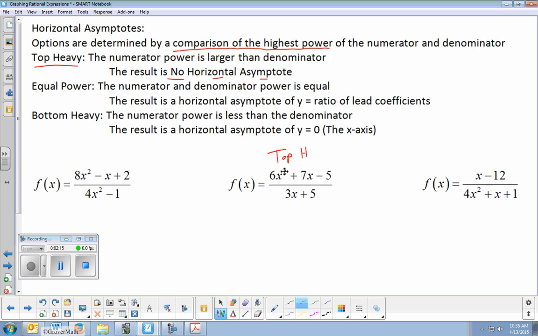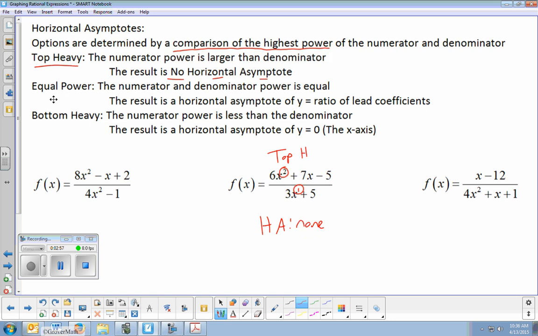I see that because my highest exponent of the numerator is x squared, but the highest exponent of the denominator is that invisible 1. Since there's a higher power on top than bottom, this is called a top-heavy scenario, and the result for your horizontal asymptote is none. So that's easy. In the next video, in this particular case, we have something called a slant asymptote instead, but we'll get into that another day. So that's top-heavy. Horizontal asymptote is none.